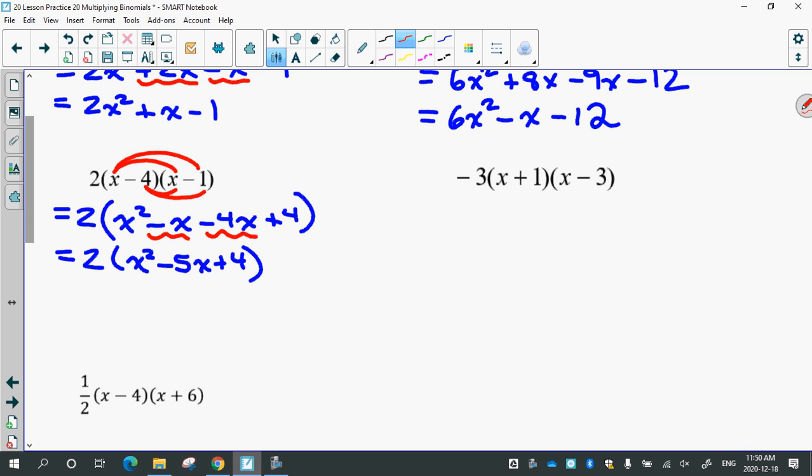And then your last step would be to distribute the 2 by each term inside the bracket. Which ends up giving you 2x squared minus 10x plus 8. So using that for a model, try to do the next one, the negative 3 one, okay?